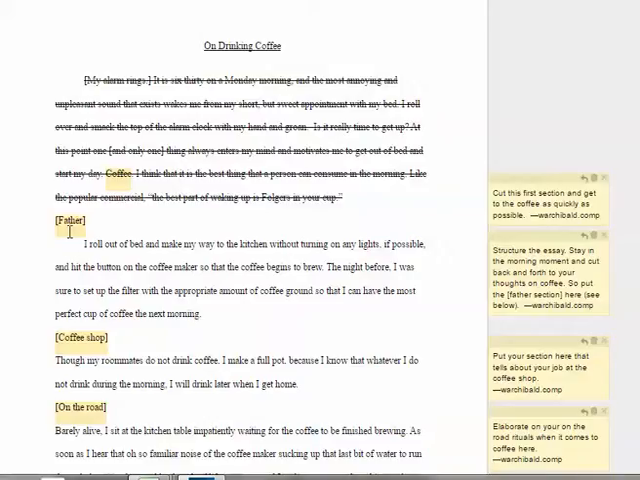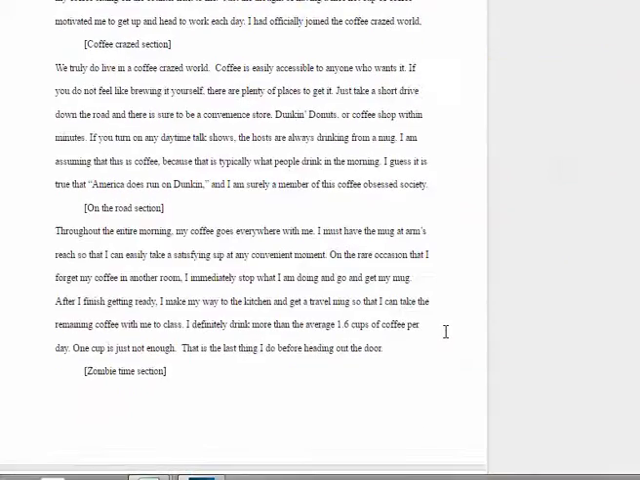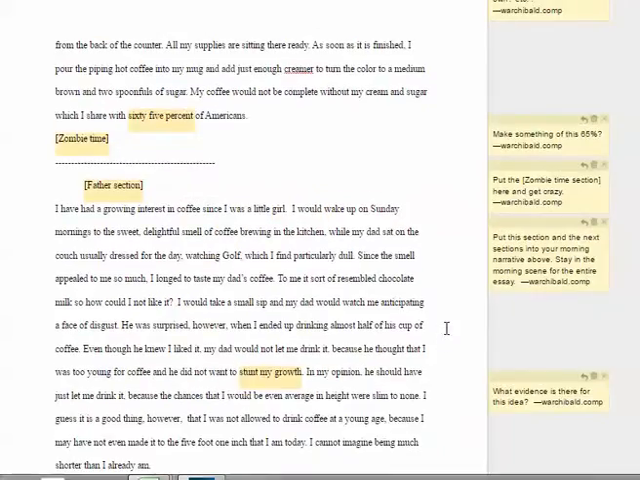And what I've done here is structure this by sections. For instance, structure the essay, stay in the morning moment and cut out the back and forth to your thoughts on coffee. So put the father section here, see below. And let me go below here. So put this section and the next sections into your morning narrative above and stay in the morning scene.